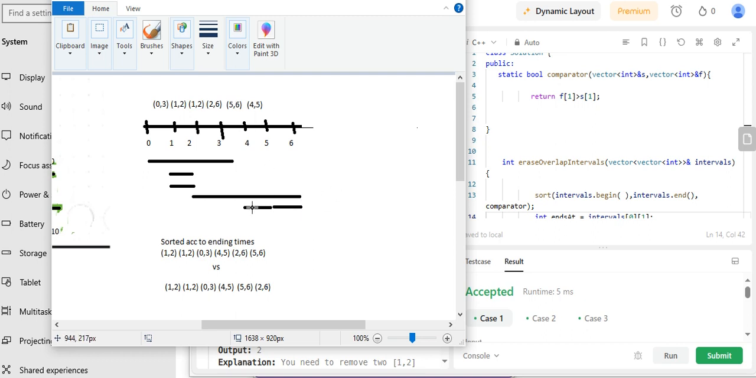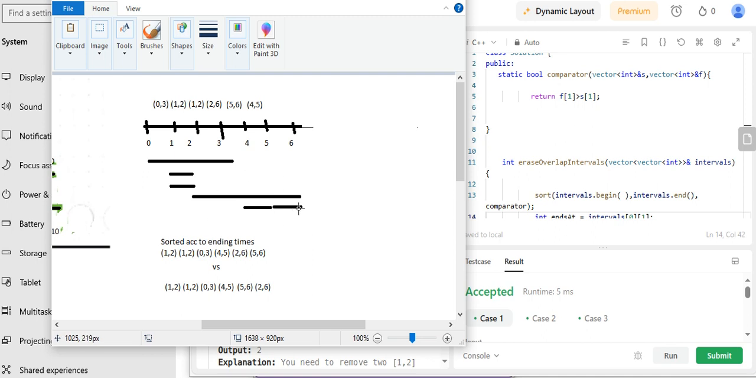Or we could have removed 4 to 5 and 5 to 6. That would again make these non-overlapping, because if we remove these two, this would be the only one present, or if we remove this, these two would be the only ones present. So there's a condition for optimization, because we need to remove the minimum number of intervals. If I remove 2 to 6, I would be left with two more. That is the optimized result, because we need to remove the minimum number. All right, so that's clear.